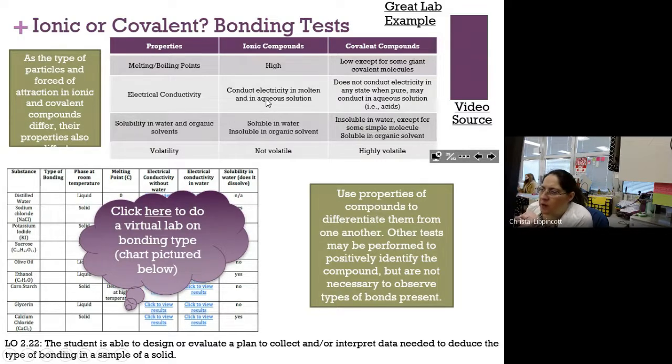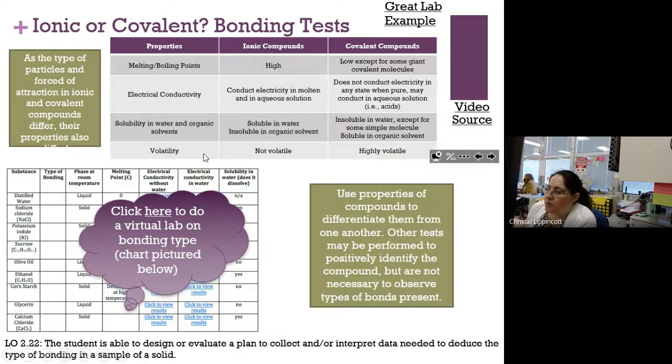Electrical conductivity, then: your ionics are not going to conduct electricity in the solid form, only when they're liquid or dissolved. And then covalent, for the most part, will not conduct electricity unless you're dealing with something like an acid. Solubility in water, then: the ionics, most of them are soluble. Remember your SNAP. Remember, the heavy metals tend to be insoluble. And then covalents, most of them are insoluble, but you've got a few, like your acids, that are going to be, or if they're very, very polar, they're going to be.